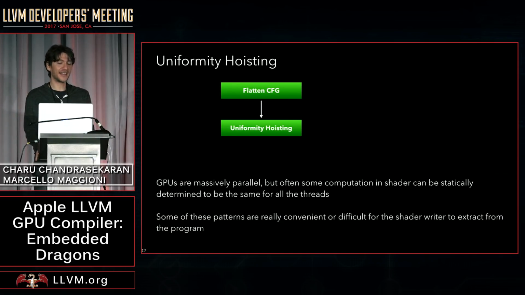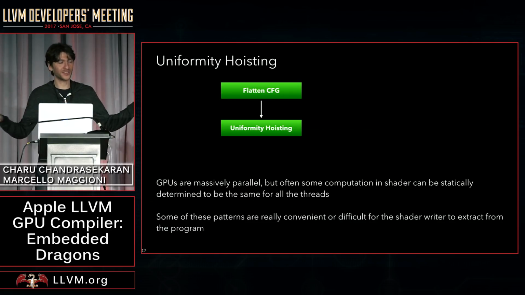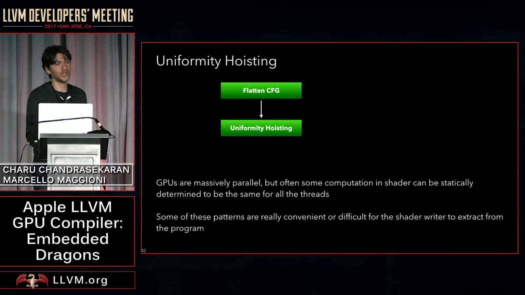Uniformity hoisting is another important optimization for us. Basically, shaders are meant to execute code across thousands of threads, but sometimes they have pieces of this code that execute the same, that produce the same results for every thread running on the machine. And ideally, we don't want to run this code thousands of times, no?